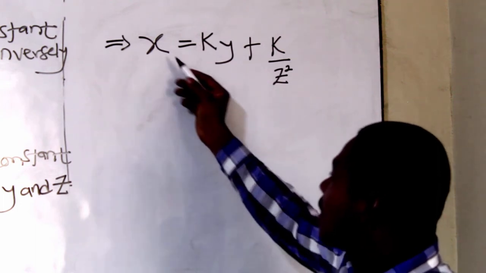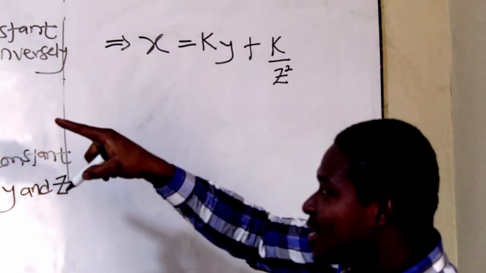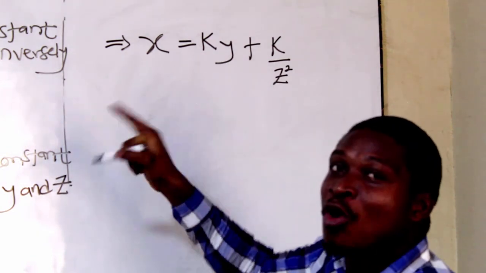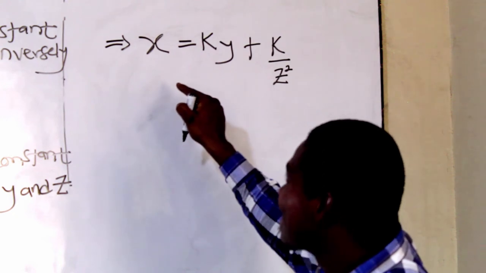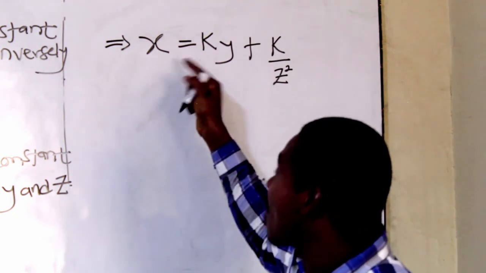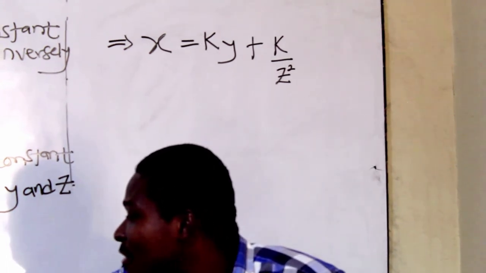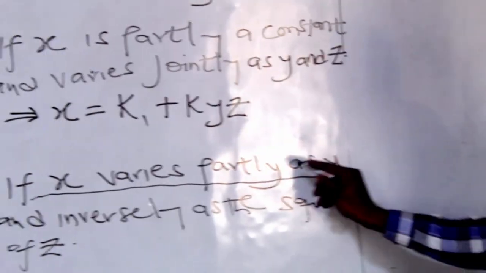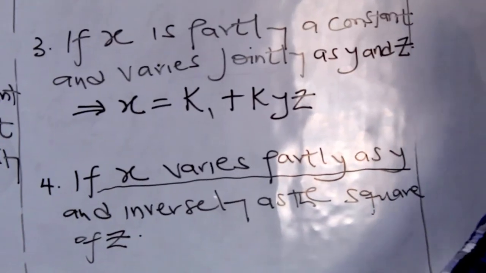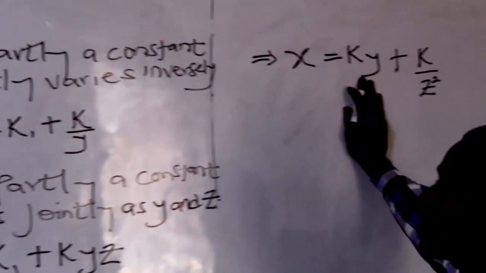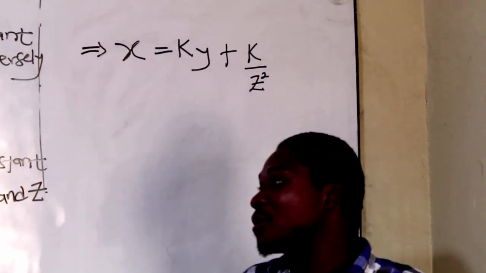Good. If x varies partly as y, you see, is different from if x is partly a constant. That is, x itself is a constant. Now watch. This same x is a constant and varying partly as y at the same time. So look at it again. If x varies partly as y, so it's a constant, but it's a constant with y at the same time, varying with y. That is why you have this. So take notes of the four aspects of the partial variation question that you can see.